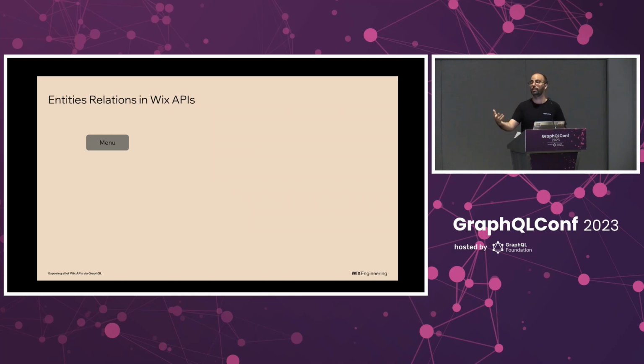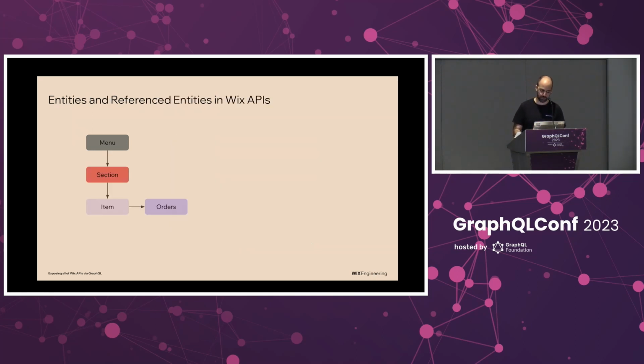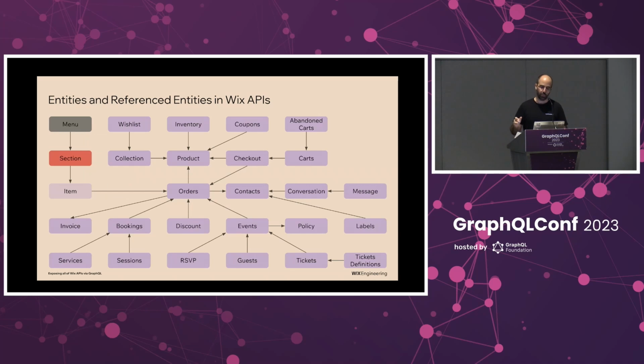So we had the menu as the first entity. The menu as an entity had its own attributes and its own actions. The next part was to actually create the links. I mean, in the scenario that I spoke about previously, we had three entities, the menu, the section, and the items. And each one was referencing another one. And suddenly, we built a graph of entities within Wix without really thinking about it.